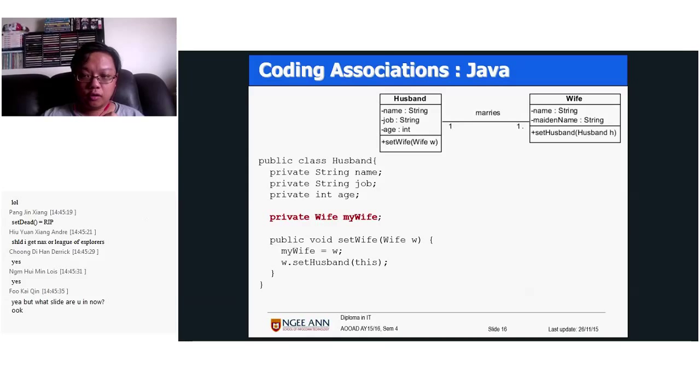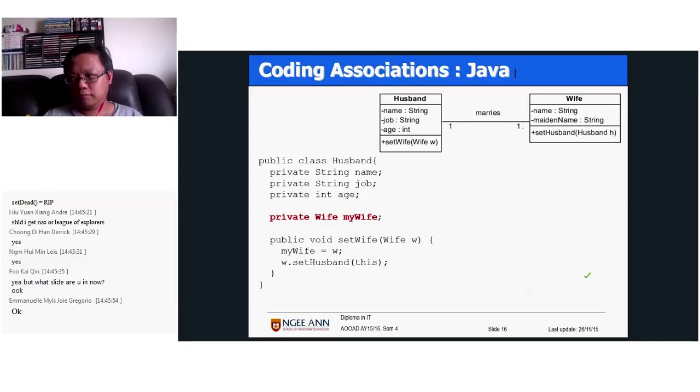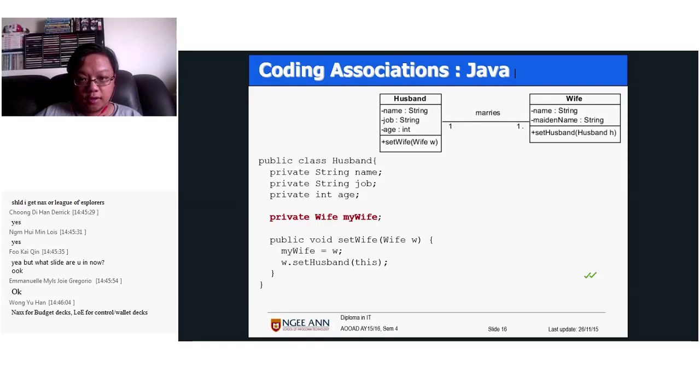Okay, so one thing you do have to take note of is that when you're converting your class diagram into code, generally we have something known as a reference attribute. In this case, this attribute of type Wife is referring to this association, the association marries. If you want to put a role, essentially the role would be myWife. Does that make sense?